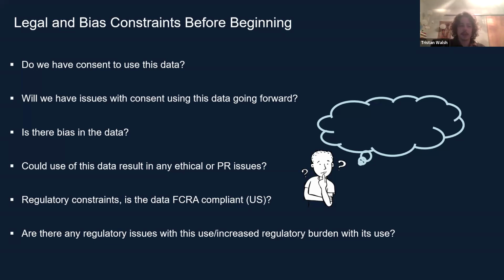And then, increased regulatory burden, right? So that's kind of going back to the credit thing. Are we seeing movement in the industry, in the regulatory space, against doing something like this? And should we think about where the future is before we start doing this now? So really, before you begin, it's good to think through some of these non-technical questions, I find.